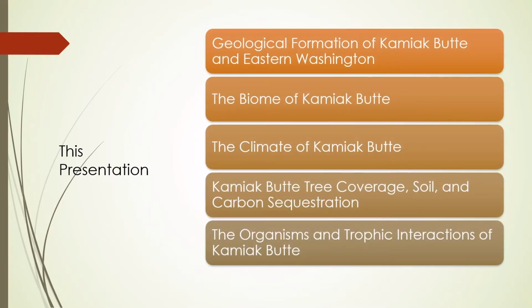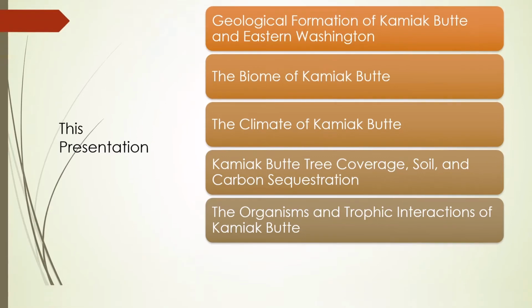In this presentation, I'll be discussing 5 different key aspects of Kamiak Butte. These 5 will be the geological formation of Kamiak Butte, as well as eastern Washington, the biome in which Kamiak Butte resides and what that means, the climate of Kamiak Butte and what causes it to be the way that it is, Kamiak Butte tree coverage and how that relates to the soil composition of the butte, as well as carbon sequestration, and finally, the organisms and trophic interactions between them on Kamiak Butte.